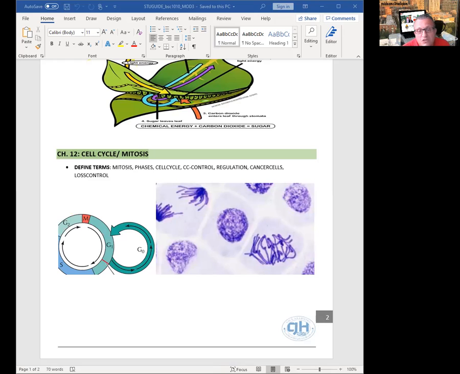Again, make sure that you study all the phases of mitosis and the chromosomes, how the chromosomes look in each phase, what's the following phase, what's the previous phase, how many chromosomes, the final daughter cells, and then the chromosome number in these daughter cells.